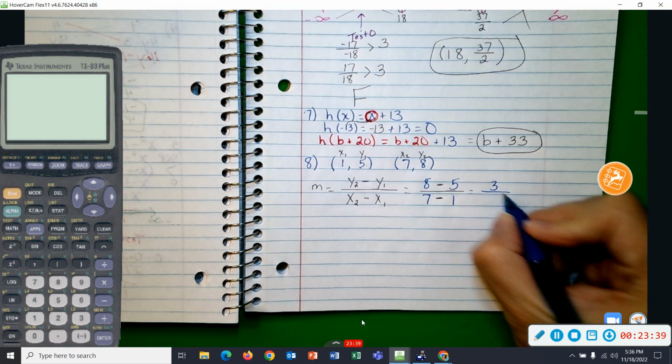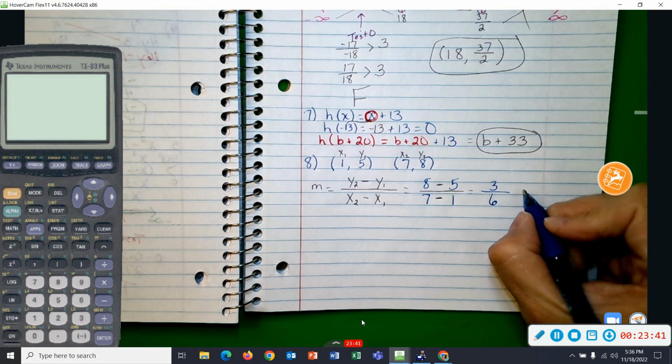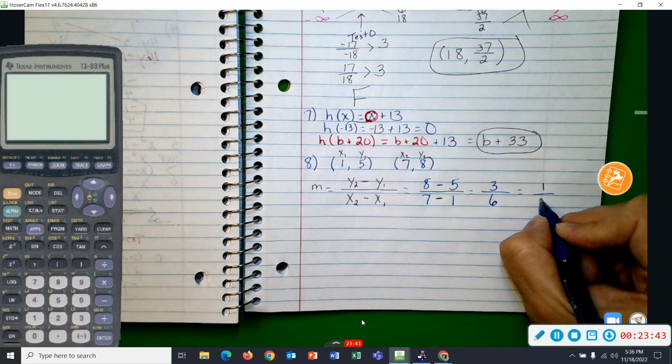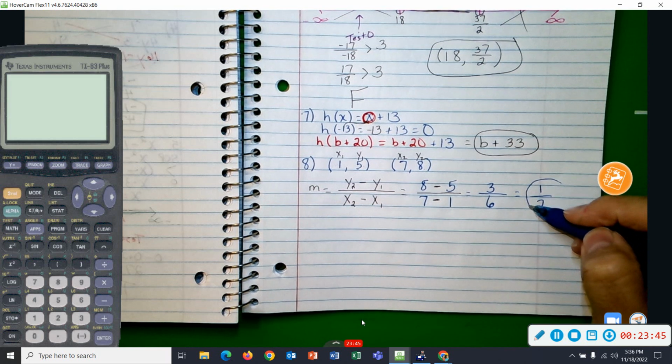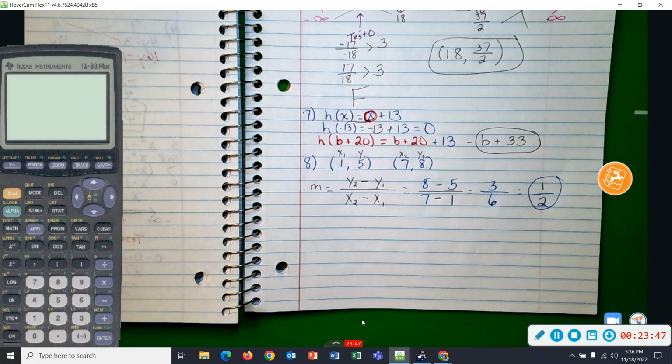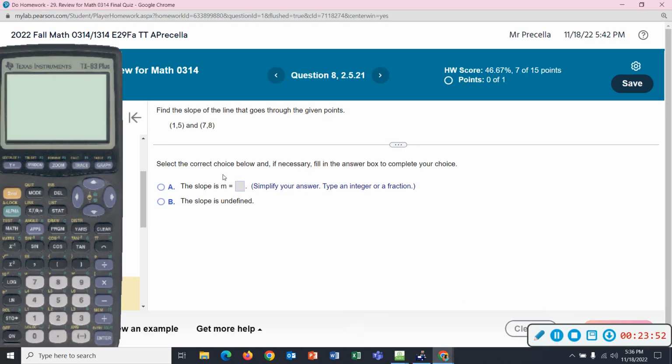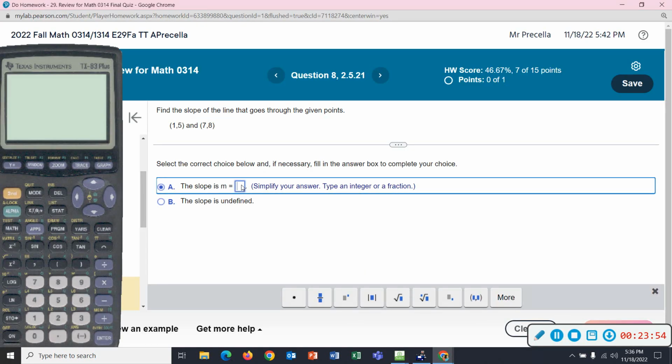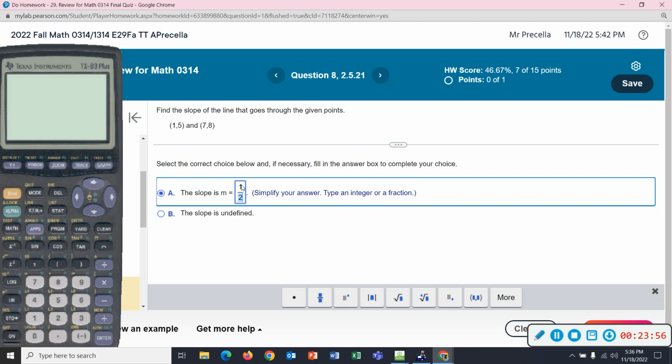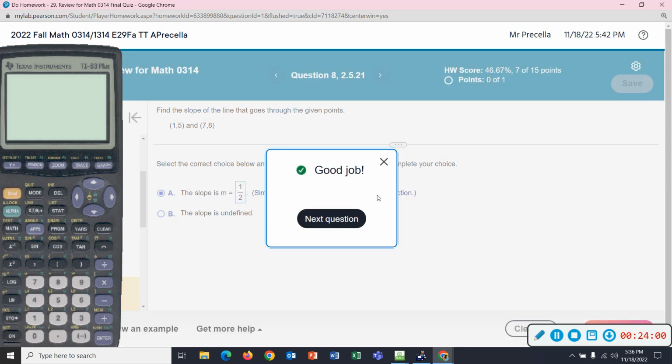So 8 minus 5, 3. 7 minus 1, 6. Don't leave that as 3 over 6. You can reduce that fraction to a half. If that bottom number had been a 0, then you would have said undefined.